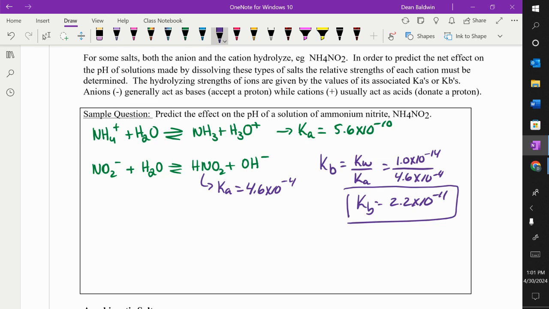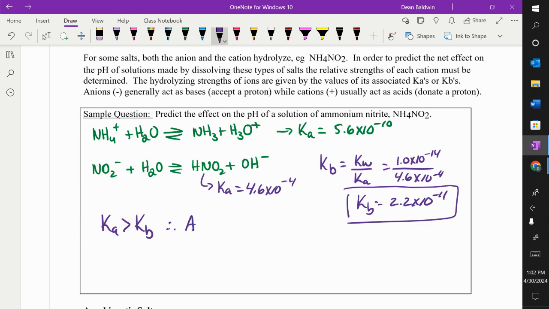So which is stronger, the Ka or the Kb? The Ka is stronger. So the acid wins. So this has a higher Ka, so it pushes this reaction. Now both are happening at the same time, but this is the reaction that's going to dominate. So we're going to get more of this than we are of this. So is the solution going to be above 7 or below 7? It's going to be slightly below 7.